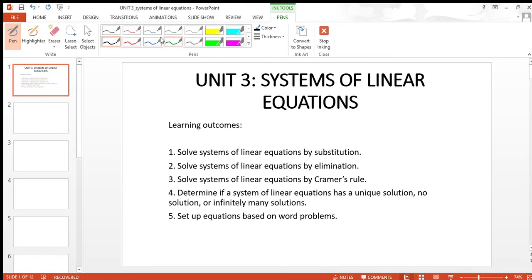And under this unit, we have a few learning outcomes. One, solve systems of linear equations by substitution. Two, solve it by elimination. Three, by Cramer's rule, or in some books, they use that as by matrices. Then four, to determine if a system has a unique solution, no solution, or infinitely many solutions. And of course, we will also be applying this in word problems.